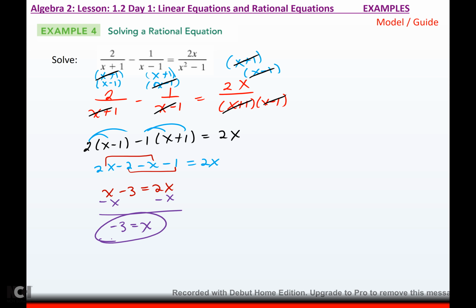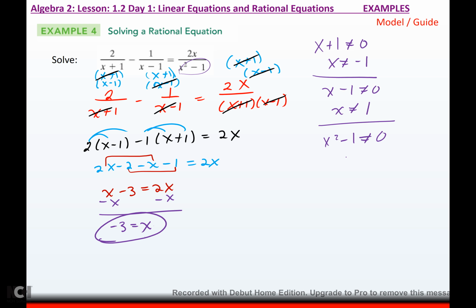Now, we got to go check our restrictions. I can only keep that if it doesn't make a denominator go to 0. So I say x plus 1 may never equal 0, which says x may never equal negative 1. I didn't get negative 1, so far I can keep it. My next denominator says that x minus 1 can't equal 0, which means x can never equal positive 1, which I didn't get, so I'm good. And then my third one, x squared minus 1 can never equal 0, add 1, x squared can never equal 1, square root, x can never equal plus or minus 1, which is what we already knew. And I didn't get plus or minus 1 for my answer, so it's good and I can keep it.